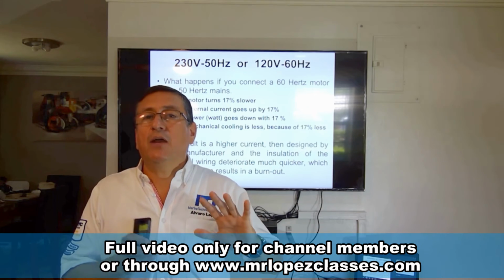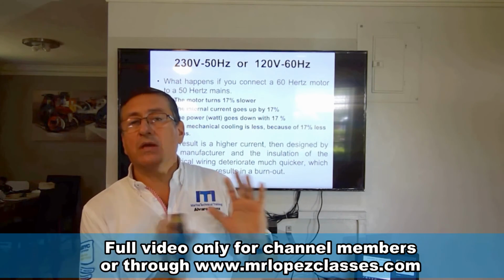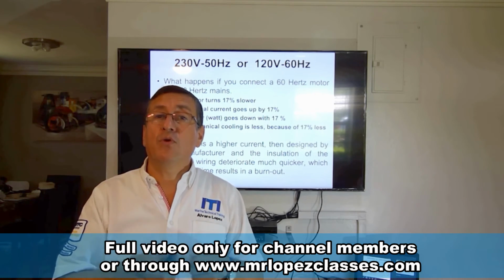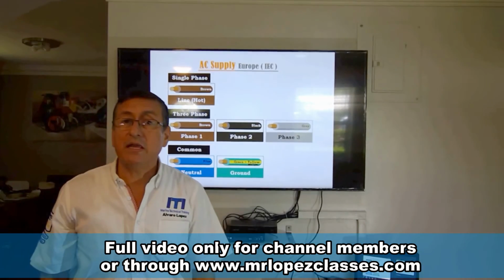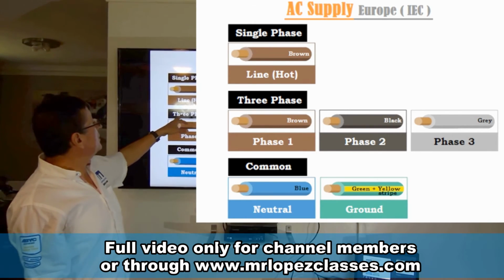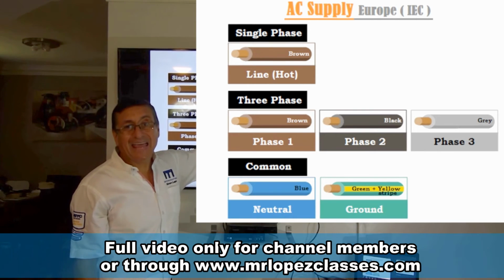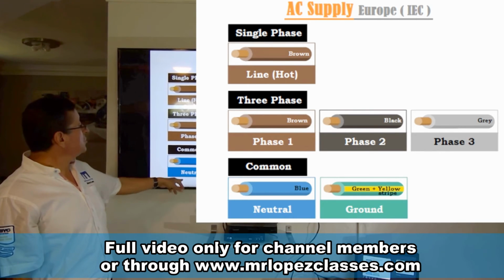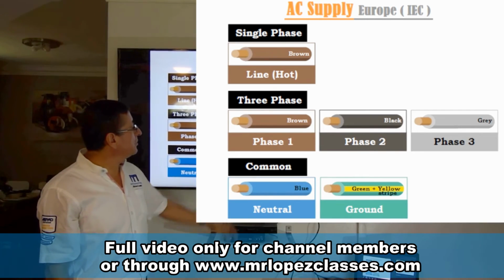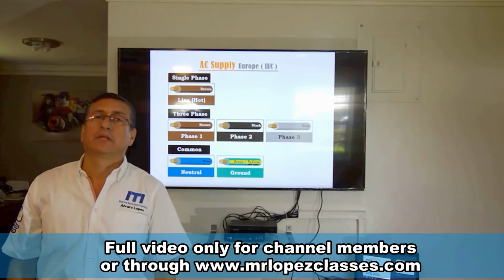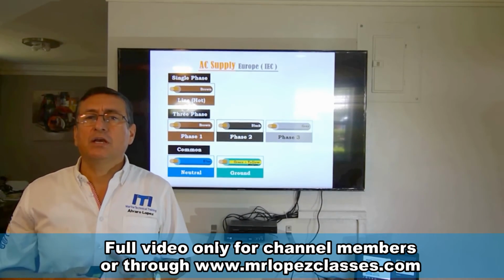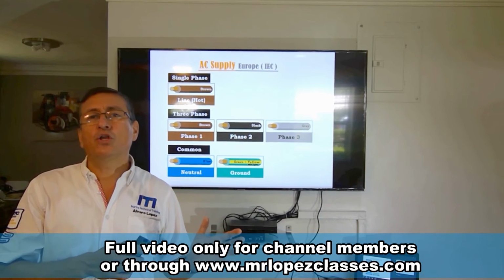In general, the equipment is designed to work with American power or European power, and you need to check the label of the equipment before you connect it. This is the summary that I prepared for you. Single phase is brown, three phase is brown, black, and gray. And neutral is blue, always in European power, and ground is green with yellow. Those are the color codes commonly used for American wire or European wire.